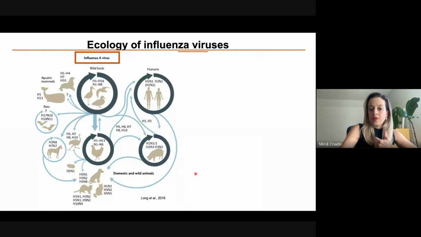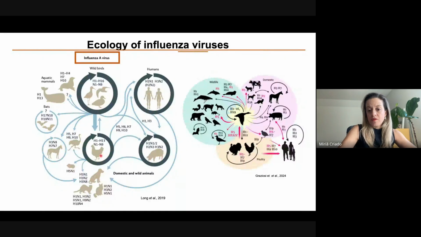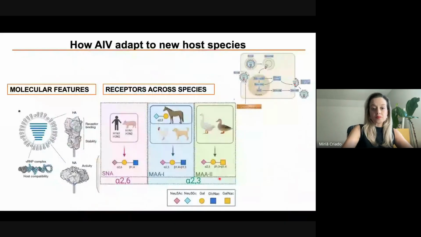But recently, with the new H5, the scenario of the ecology of influenza has been changing a lot. As you can see on this schematic picture, the current H5 has not only been able to infect other species, but is now spreading to species that were never detected before in wildlife, in domestic animals, and even in poultry, and now with the possibility of jumping to humans. And I will talk a little bit more about why this has been happening.